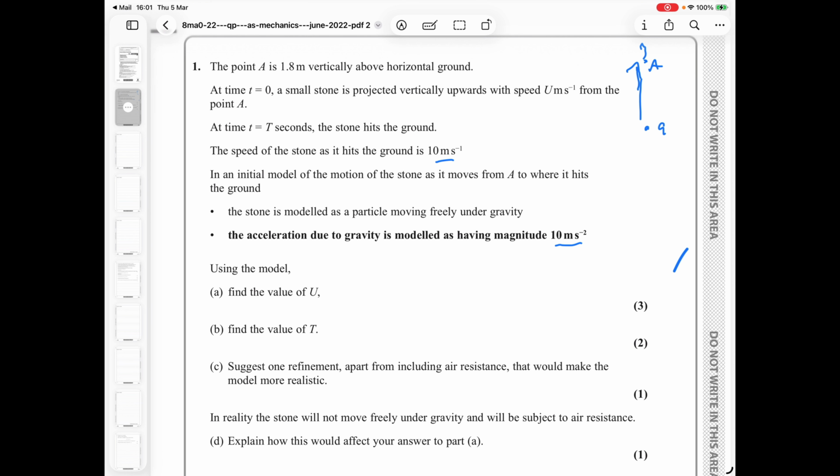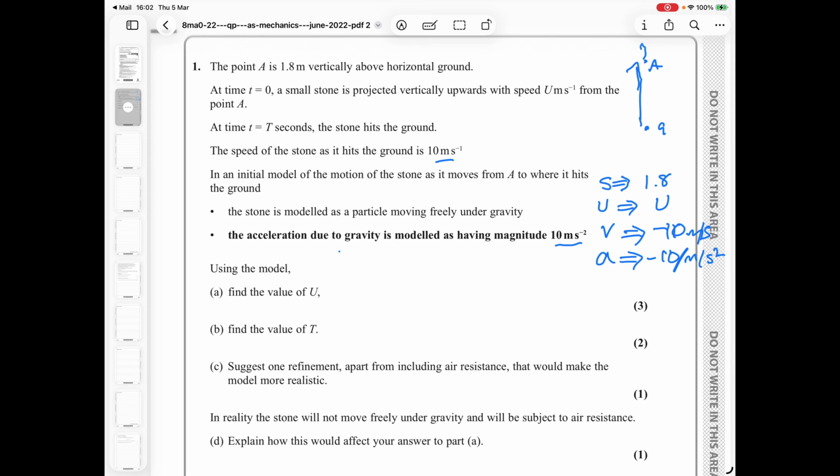So let's just go through and do suvat. S is 1.8 meters for distance. I know that's just A, but that's the displacement anyway. U we don't know, that's big U at the moment. V, it's going downwards when it hits, so it's -10 meters per second. A is also going downwards because it's gravity, so that's -10 meters per second squared. And T we don't know. So we're going to use this one.